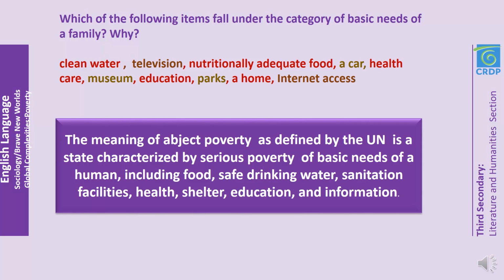Which of the following items fall under the category of basic needs of a family? As you can see, all words marked in red are extremely important for human survival. However, if you have a look at the UN definition of abject poverty, you can see the inclusion of the word information. This would make items like television and internet access equally important.